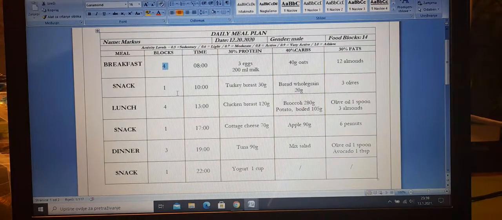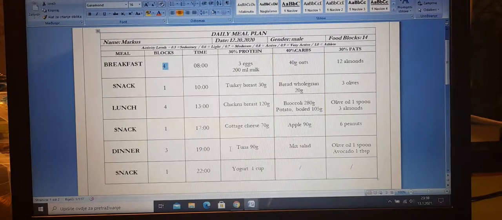The same you do then for the snack, but for example here where we have 1 block, for the lunch, dinner, and all the other meals.